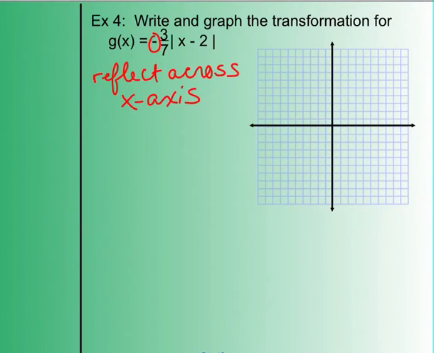I'm noticing the 3/7 on the outside, so it is a vertical stretch by 3/7. Inside, where it's not normal, I'm seeing it looks like a left shift, so it's a right shift of 2.